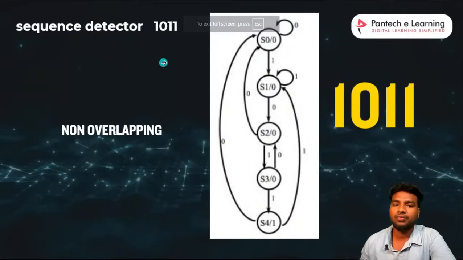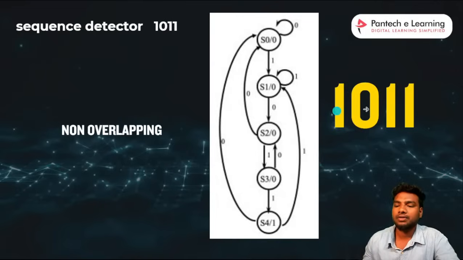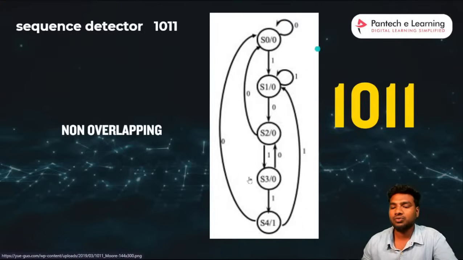If you write the FSM for Moore, you have one additional state. If you want to detect a 4-bit sequence, we just add one additional state. So it's like n plus 1, where n is the number of bits, so 4, plus 1 means 5. So you have to use 5 states for writing the Moore machine. So I'm going to use 5 states.